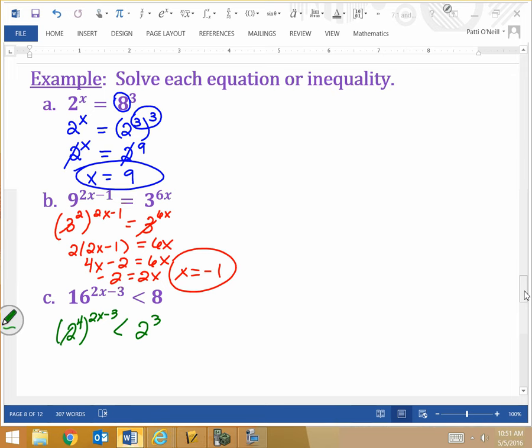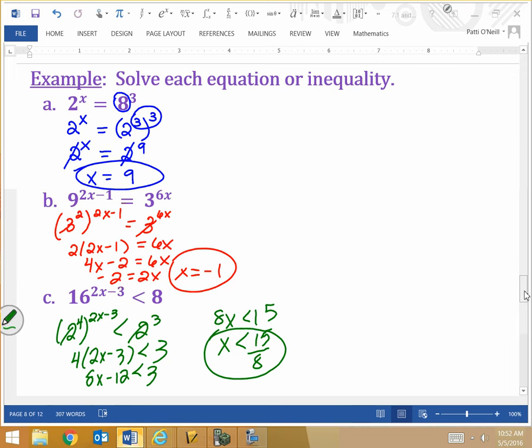So once my bases are the same, I'm going to have 4 times the quantity of 2x minus 3 is less than 3. 8x minus 12 is less than 3. 8x is less than 15, and x is less than 15/8. So my inequality is solved. Now I'm going to write this from negative infinity up to 15/8 because we like to use interval notation in our final answer. So it's not too tough.